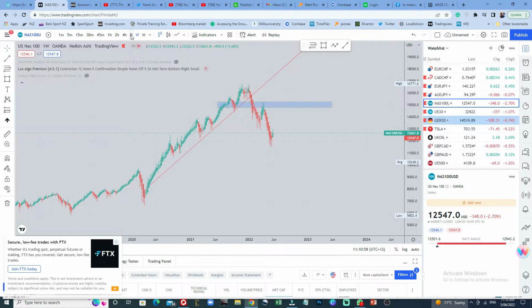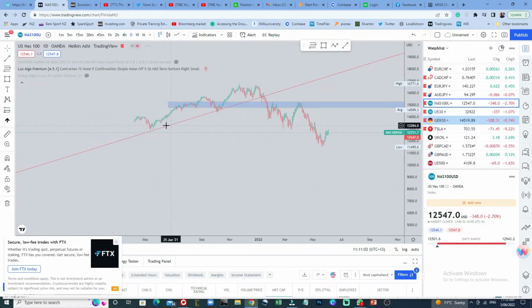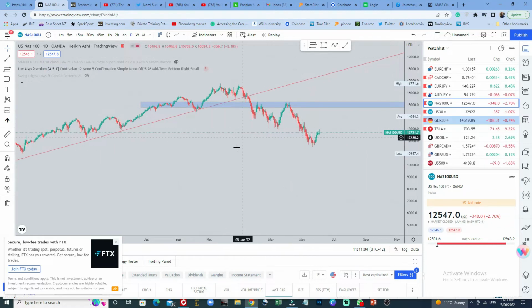Now let's go to the daily. Let us see. I expect the daily to be in a bearish trend as well. So you can see what the market has done on a daily time frame. The market has broken what? The trend line, broke it and retested a couple of times before it started pushing to the downside.